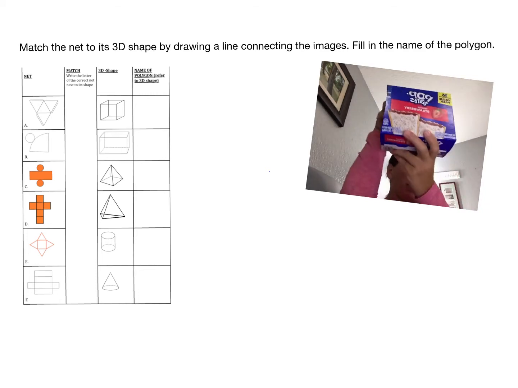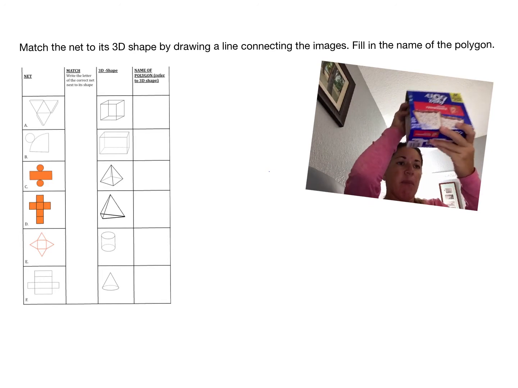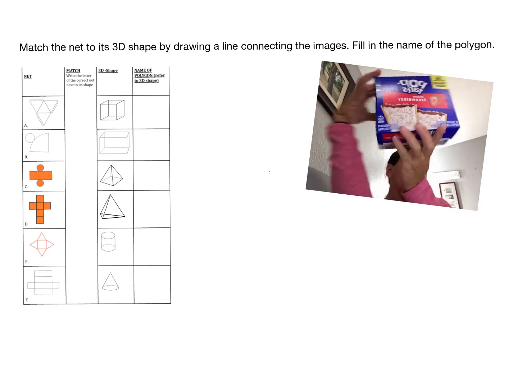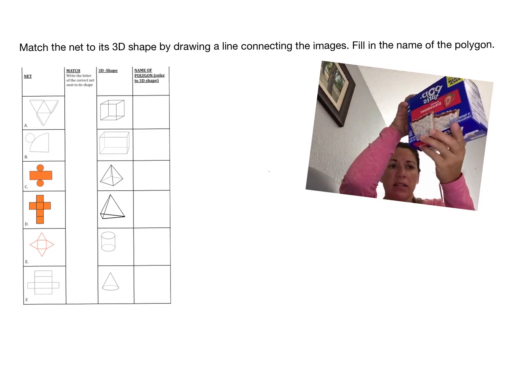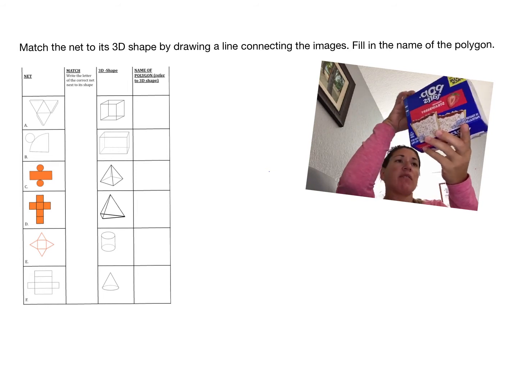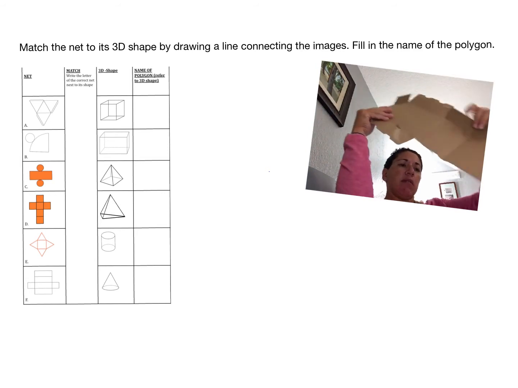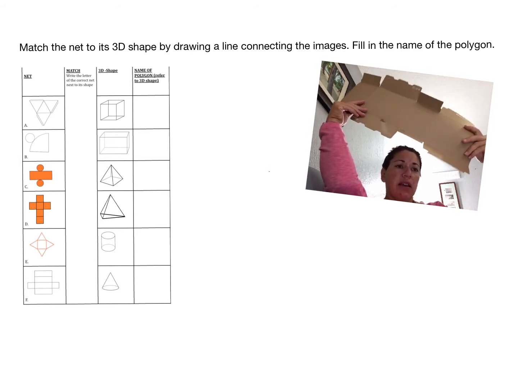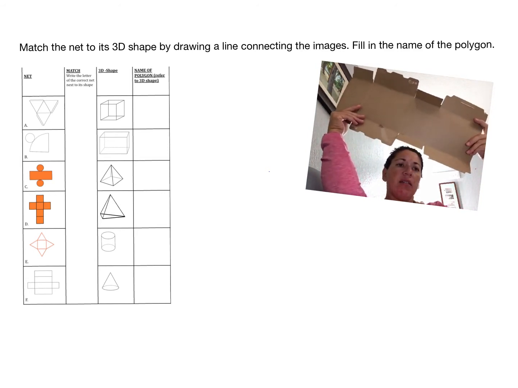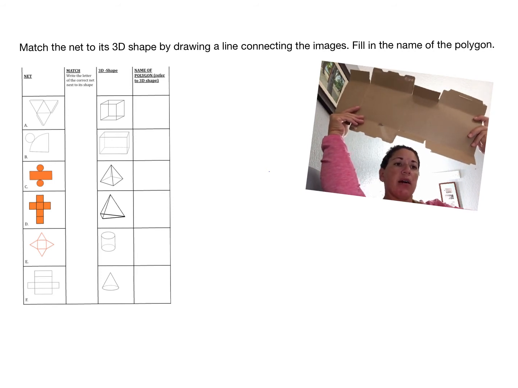Here's one, a Pop-Tart box. A Pop-Tart box is a 3D figure, and a net is a 2D representation of this 3D figure. So if I open this up, this right here is the net of this Pop-Tart box.